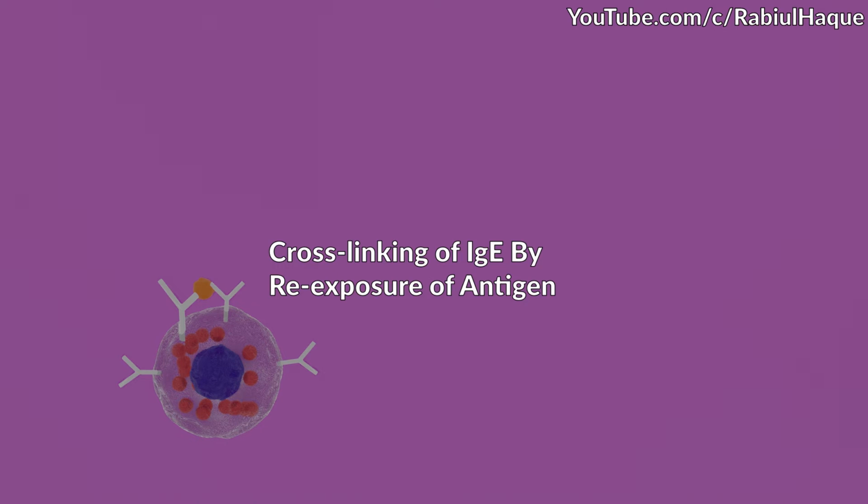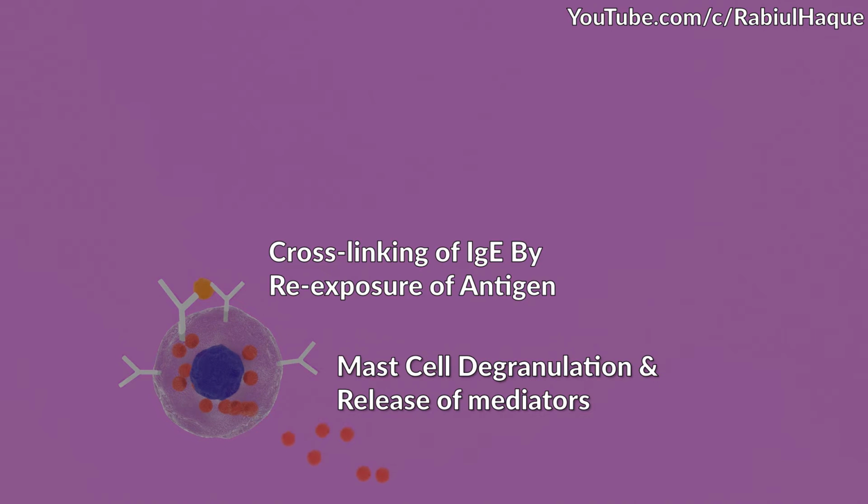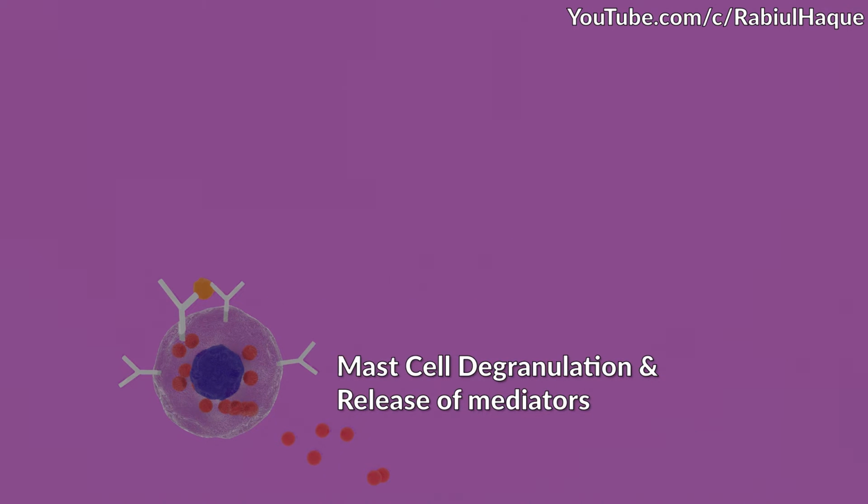So whenever there is cross-linking of adjacent immunoglobulin E antibodies, what will happen? The Fc epsilon R1 receptors will come in close contact, and that will result in activation of signal transduction pathway, and ultimately those signals will evoke production of mediators, and also there will be degranulation of those granules containing various mediators, and also there may be events that will cause late phase reactions, as we will see.